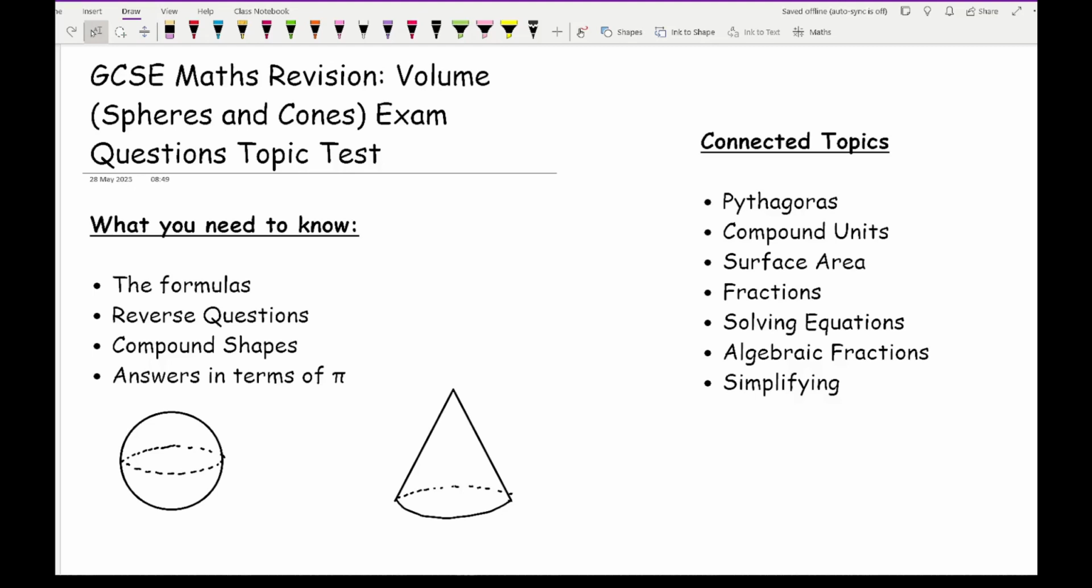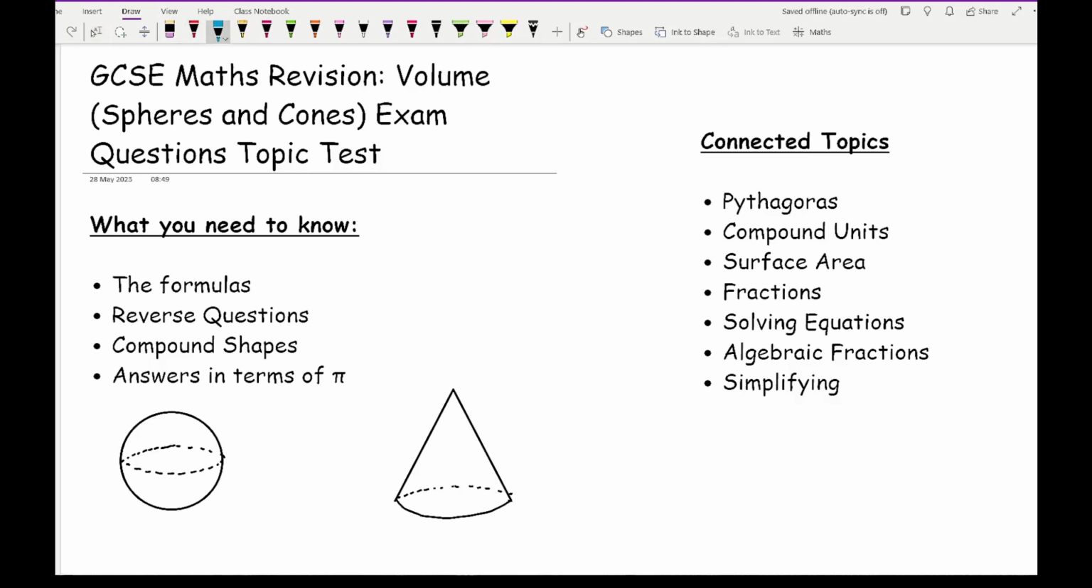So for example, they may give you the volume of a sphere but actually you're dealing with a hemisphere, and they may give you the volume of a cone when really you're dealing with the volume of a frustum. So again, just be mindful that they will give you the prompts for the formulas, but you then need to know how to manipulate those formulas to work with different shapes.